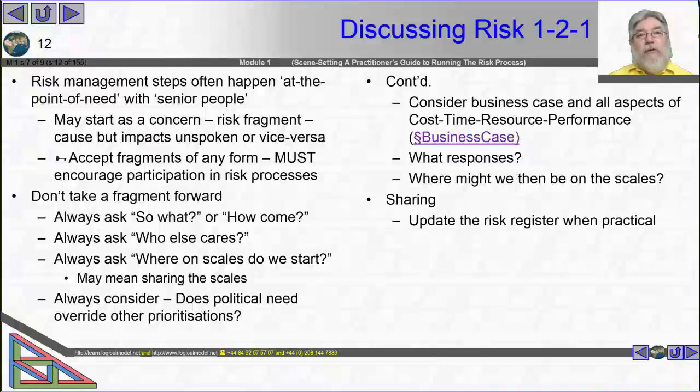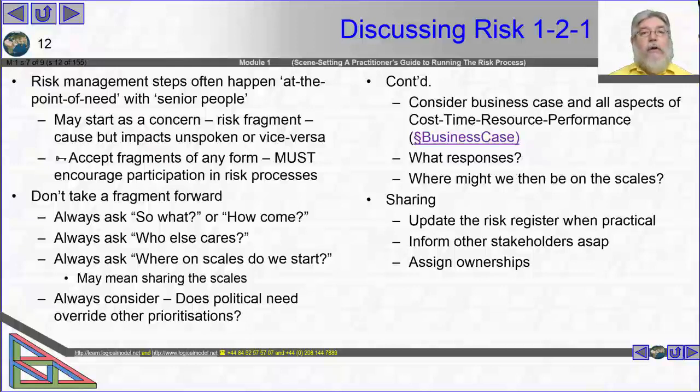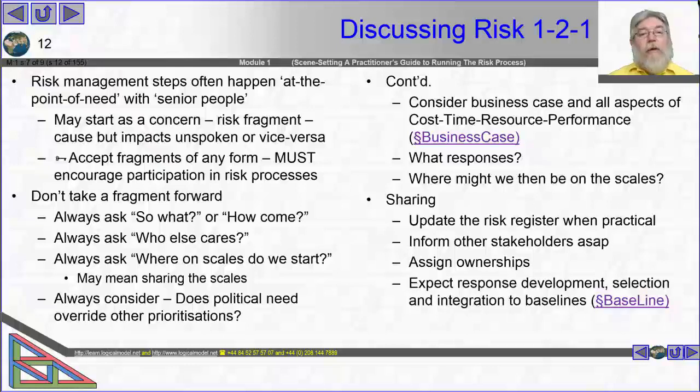So update the risk register when practical, inform the relevant folk as is practical, and then make sure that the mechanisms are assigning ownership. As we talk through what the causes and the consequences are, and therefore the responses that could be taken, either preventative or promotional or recovery or to take advantage, then we need to understand who's going to be doing that. So that's the ownership.